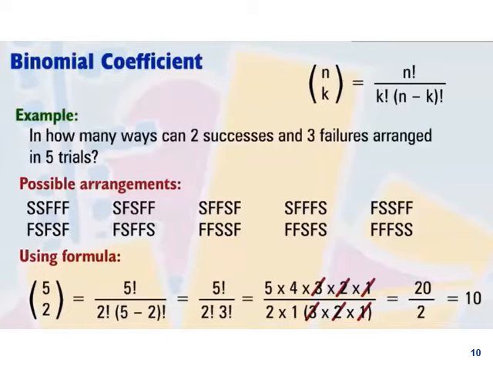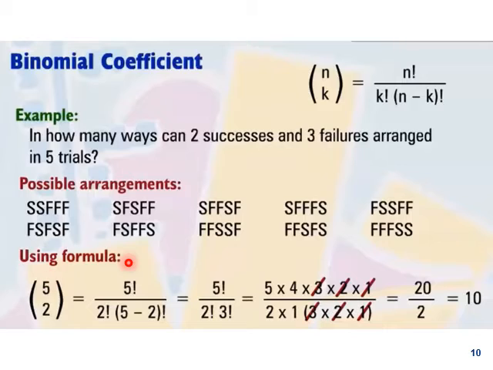Now here is a binomial coefficient example. It asks in how many ways we can arrange 2 successes and 3 failures in 5 trials. If S is success, we know there are 2 successes and 3 failures, so the total number of trials is 5. It could happen that there are success, success, then failure, failure, failure. It could happen that success, then failure, then success, then failure. So these are 10 possible arrangements of the 2 successes and 3 failures.